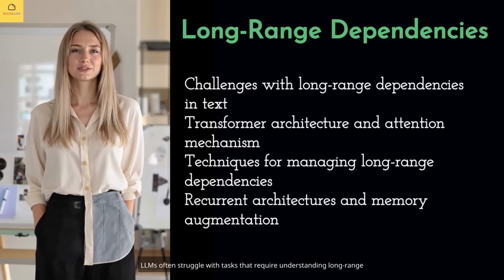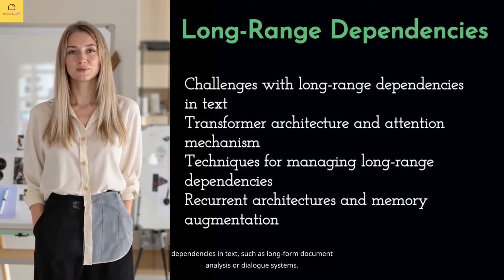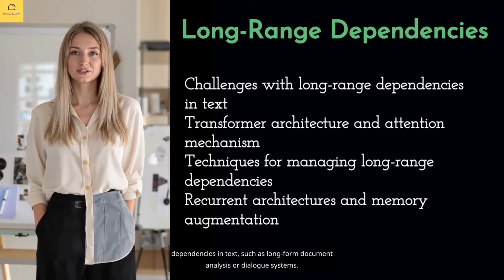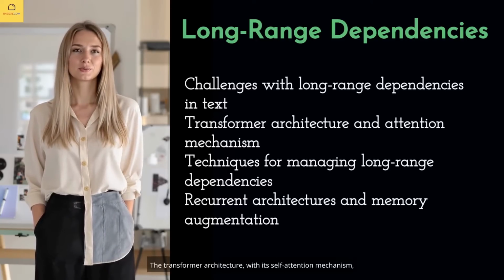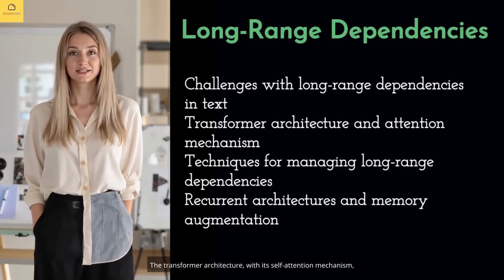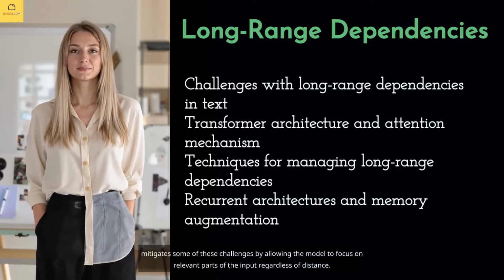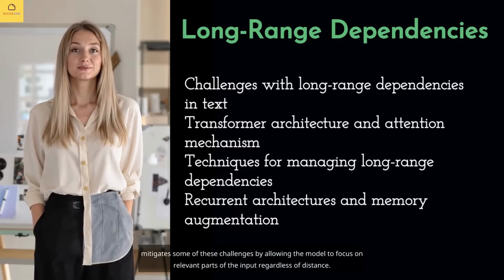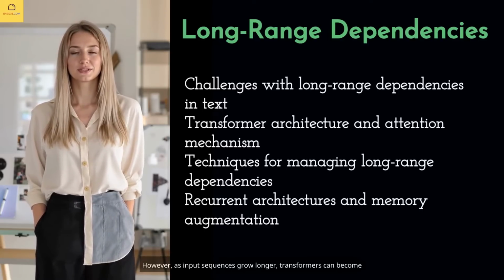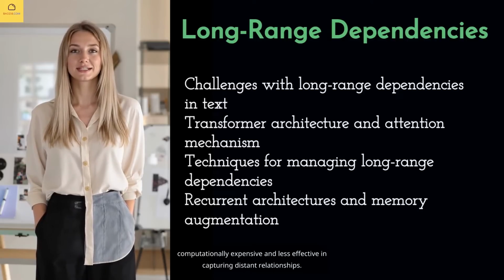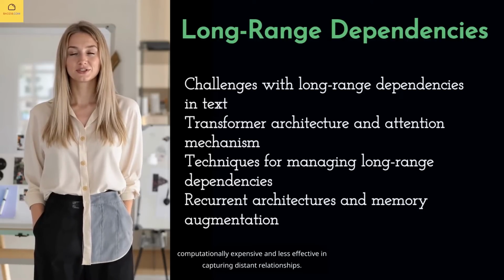LLMs often struggle with tasks that require understanding long-range dependencies in text, such as long-form document analysis or dialogue systems. The transformer architecture, with its self-attention mechanism, mitigates some of these challenges by allowing the model to focus on relevant parts of the input regardless of distance. However, as input sequences grow longer, transformers can become computationally expensive and less effective in capturing distant relationships.